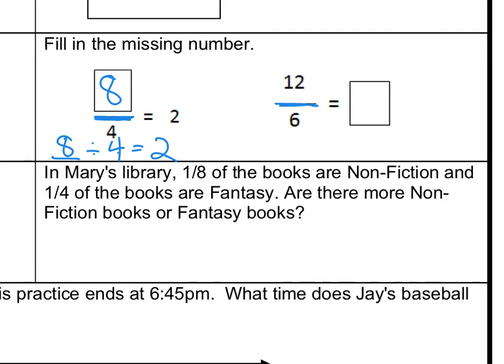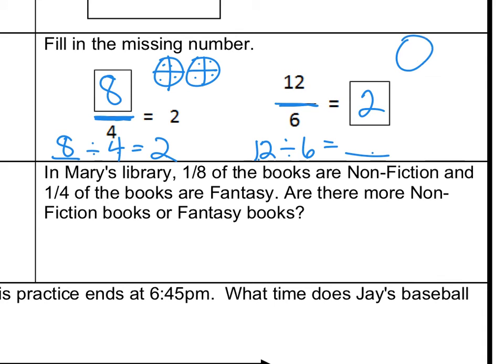I could even prove that to you. If I have 2 wholes divided into fourths, how many pieces do you see? You see 8 of them, and they're called fourths. And that's 2 wholes. 12 divided by 6 equals blank because blank times 6 equals 12. What is that? That is also 2 wholes.